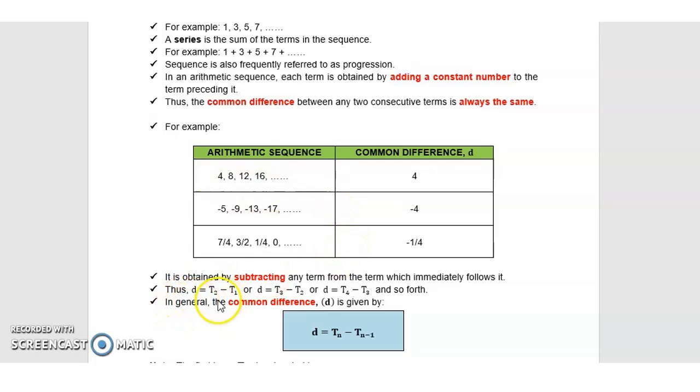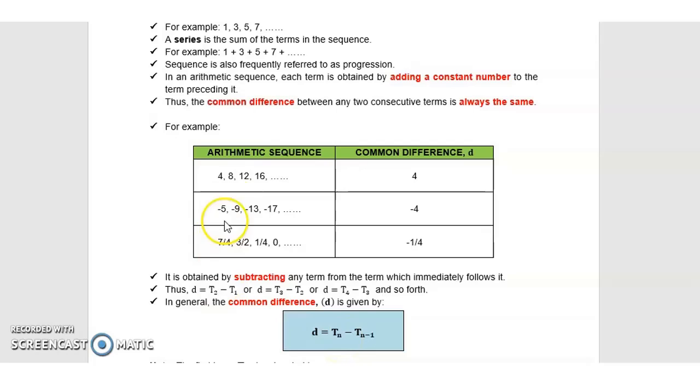Thus if you want to find D, for example, if you use T2, then it must be minus T1. If we use T4, then minus T3. If we use T10, then D equals T10 minus T9. If we use T6, then D equals T6 minus T5. So in general, the common difference D is given by D equals Tn minus Tn minus 1. Note here that n refers to which term.